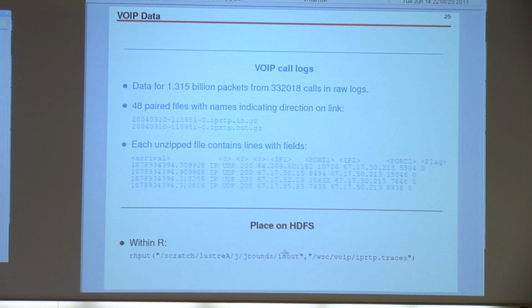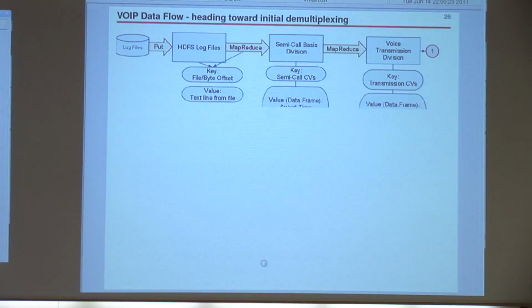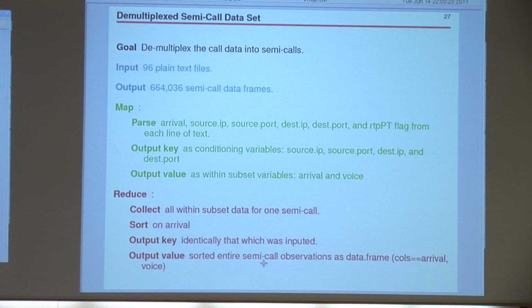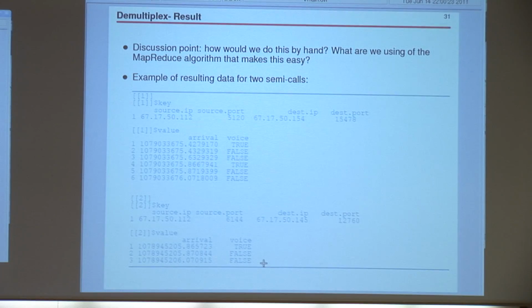And here I'm describing my cluster directory, my center for computing directory, my Linux login basically. And here I'm describing the HDFS directory I want it to go to. And so that all happens from inside R. And now I'm creating the semi-call basis division. And what we want to do is move from the text files to something that looks like this. Here, I'm giving you output that was recorded from inside R. I've copied and pasted from inside R. And this comes from a command that we wrote called rhread that reads all the key values associated with a particular directory on the HDFS. And you can see what the keys look like when we're done. You get a source IP, a source port, a destination IP, a destination port.